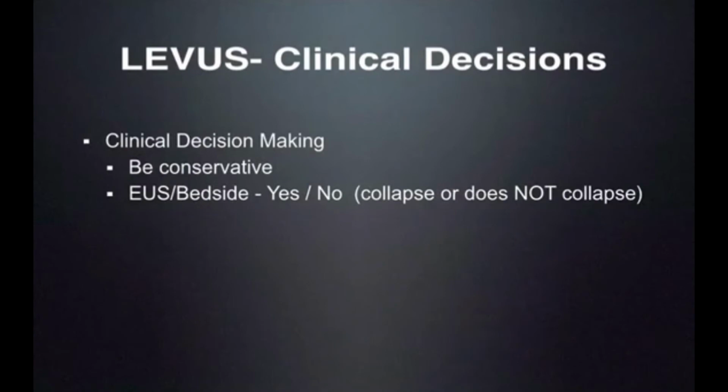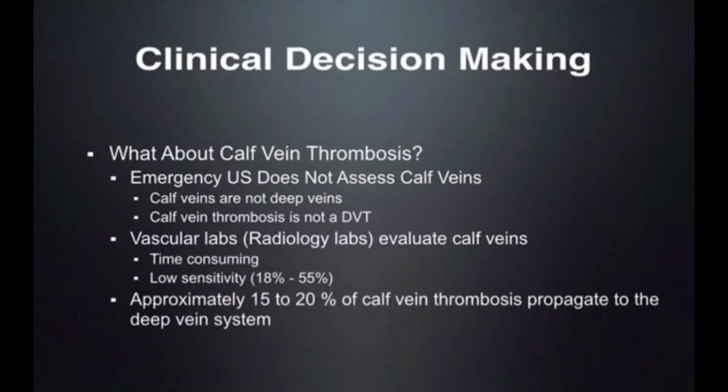Now we're going to talk about clinical decision making and how we can apply the principle of DVT to utilize it in our practice. Remember, be conservative when determining if there's a DVT or not. If the vessel does not collapse, assume it is a DVT. And before we talk about that, let's talk about calf veins, because we talked about at the beginning how when we're doing point of care ultrasound, we don't go and scan the calf veins, but the vascular lab or the radiologist, they do. And what's the difference and why do we do this?